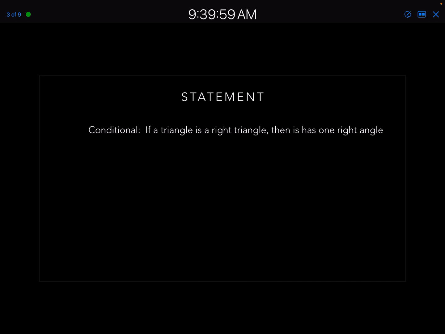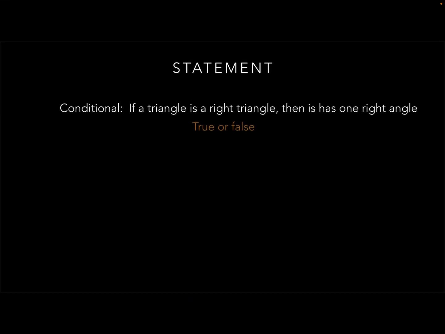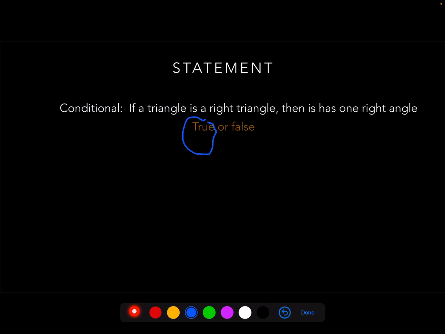So the first thing we need to do is determine if that statement is true or false. If we think about it, if a triangle has one right angle, so it has one 90-degree angle, is that a right angle? Yeah. Okay, so that's a true statement. So the conditional statement is true. That's the first thing we need to determine. Is it true? We know that's true.